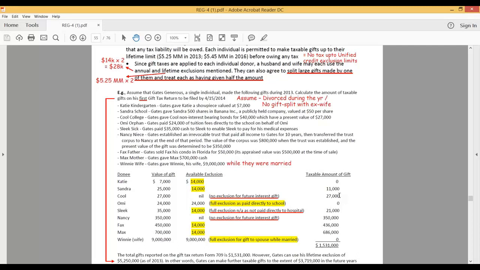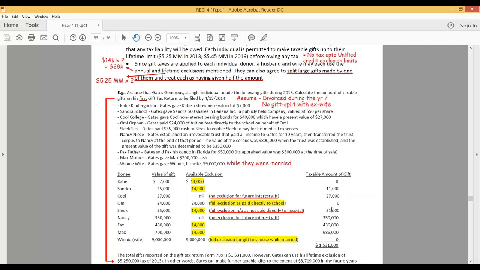Let's look at Omi. For Omi, he is paying the tuition fees directly on her behalf. So anytime you pay education fees directly, that is 100% excluded from gift, and therefore the entire $24,000 will be excluded. Let's look at Sleek. For Sleek, instead of paying the medical expenses to the hospital, he is giving Sleek $35,000. So that's a gift of present interest, for which you can use the $14,000 exclusion, and then the taxable amount of gift is $21,000.